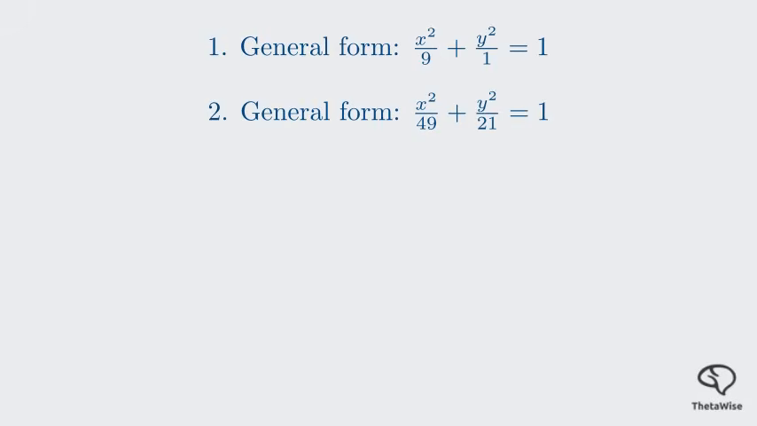Let's quickly compare our results to the memo and summarize what we've learned. For the first problem, we derived the equation x squared over 9 plus y squared over 1 equals 1, which matches the solution in the document perfectly. For the second problem, we derived x squared over 49 plus y squared over 21 equals 1, which also aligns perfectly with the provided solution. So, in this case, the memo's solutions are correct and complete.